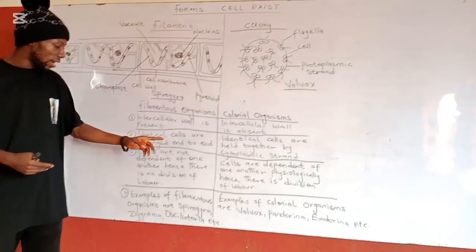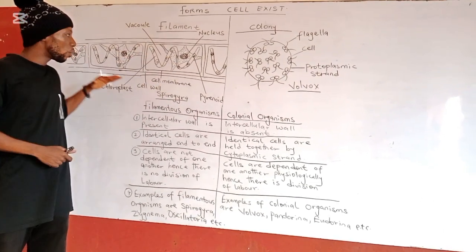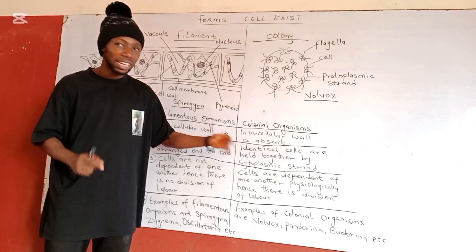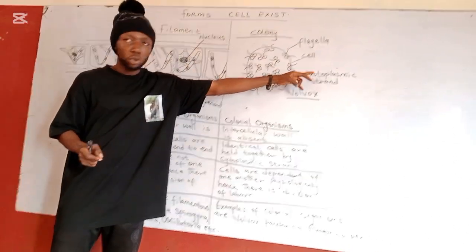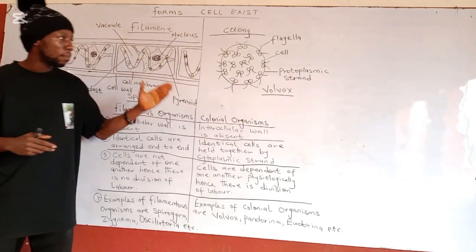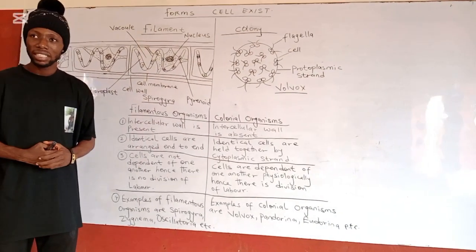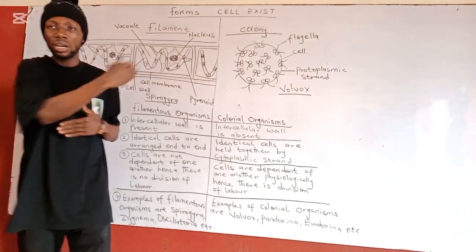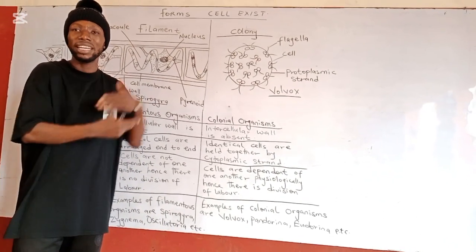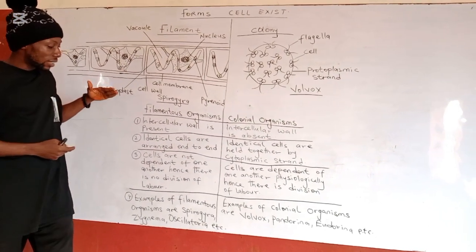Then identical cells are arranged end to end. That is the arrangement of the cells. They are piled up end to end, and when cells exist in this form, you say that the cell exists as filaments. Here, identical cells are held together by protoplasmic strand that makes it look like a ball. The cells are collectively held together by protoplasmic strand. The cells are not dependent on one another. Do you understand? Individual cells don't need another cell for their survival. They can play the key functional role for their survival by themselves without the benefit of the other. It's just that the way they are arranged makes them exist as filaments.